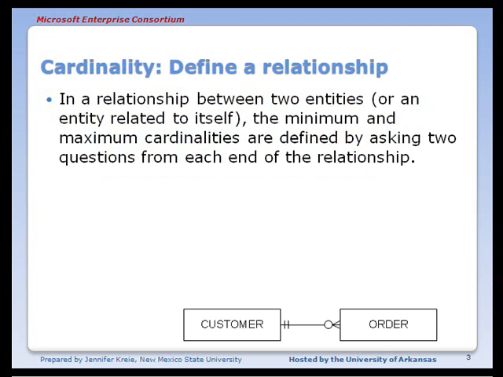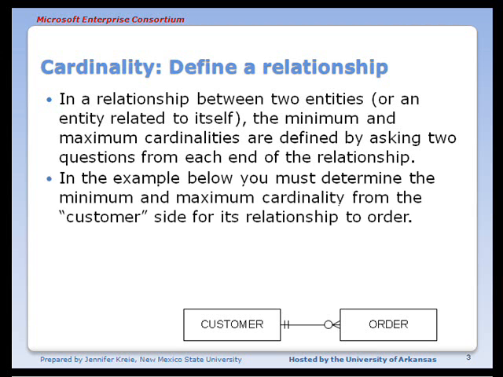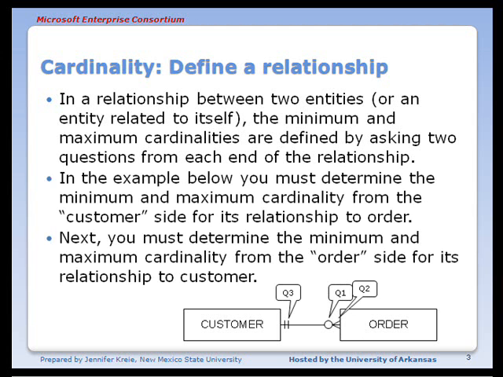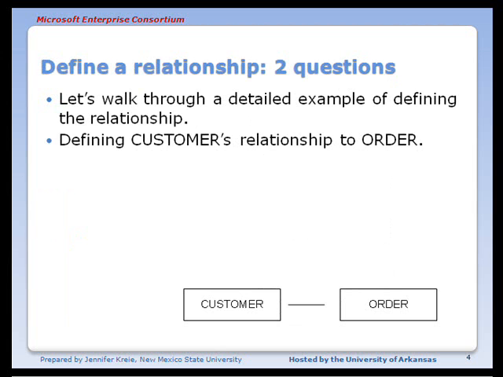To define a relationship, you have to determine what is the minimum and what is the maximum cardinality for one entity in its relationship to another entity. So you ask two questions from each end of the relationship. In the example below, you need to define the minimum and maximum cardinality of customer in its relationship to order. You also need to define the relationship of order to customer and set the minimum and maximum cardinality. So let's walk through how you do this.